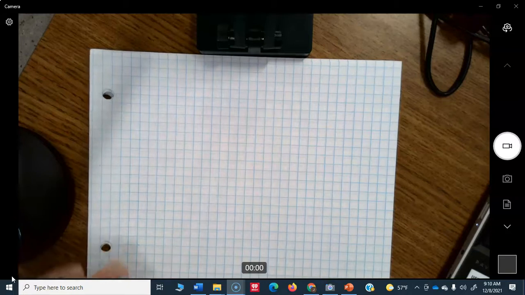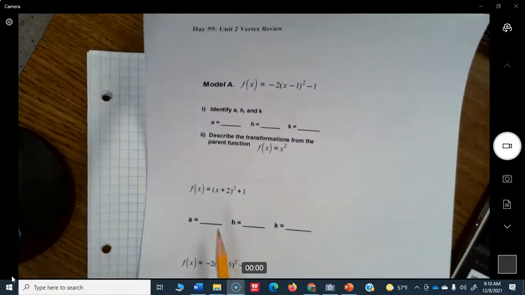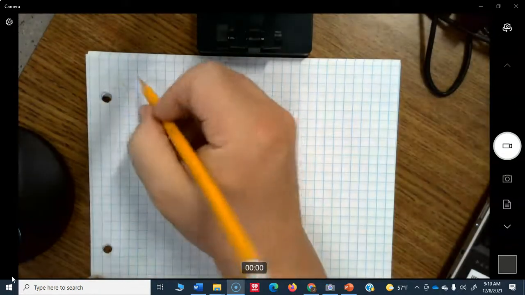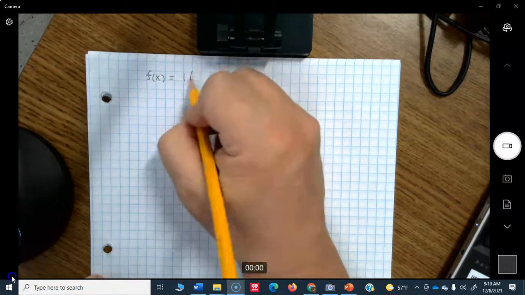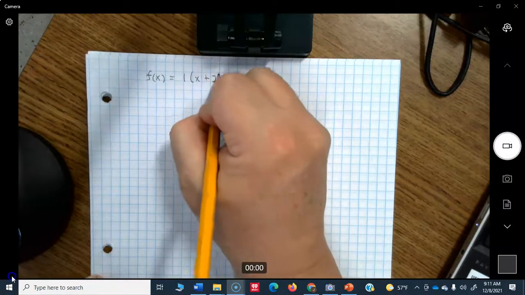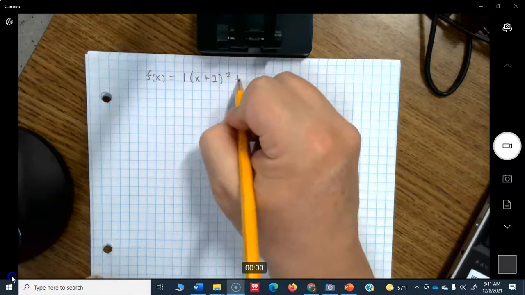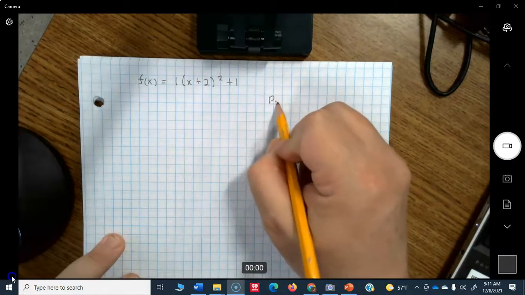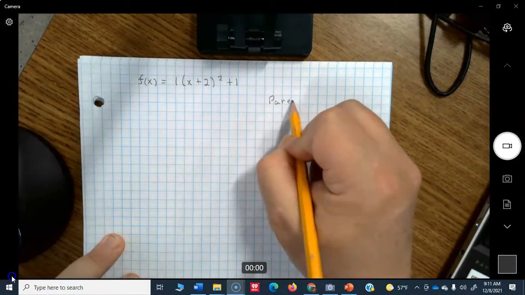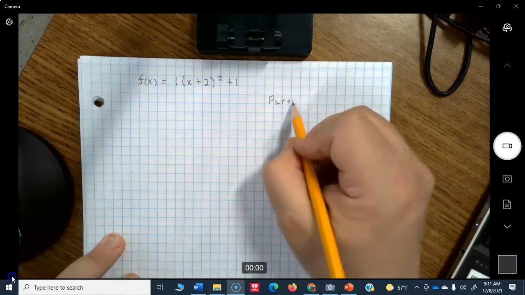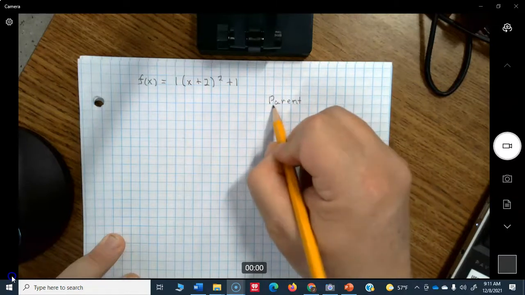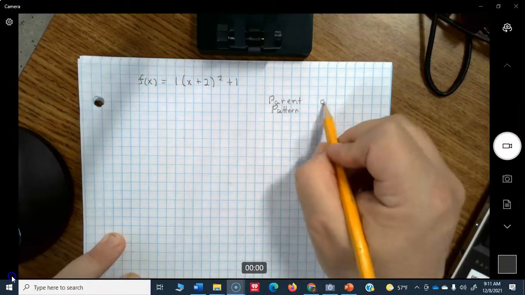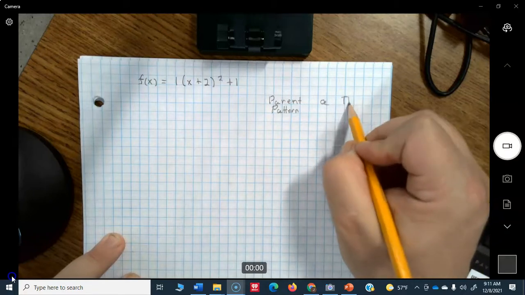The next function is this one. We're on page 4 of this review assignment. So that's a 1 out in front of that x squared. So we're going to write that. So it's 1 times x plus 2 squared plus 1. Okay, we come over here and we write the parent pattern. I'm actually going to use the entire page this time. Well, no, I don't need to this time, actually. The parent pattern of change, the a value, and this pattern for this problem.